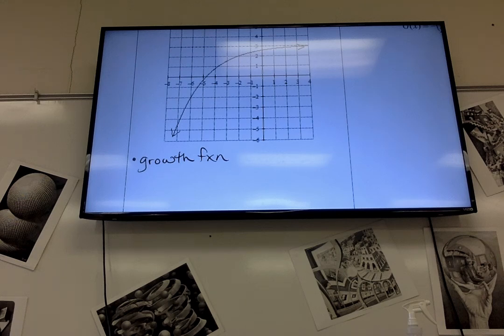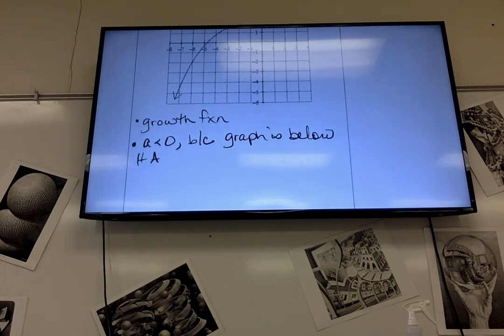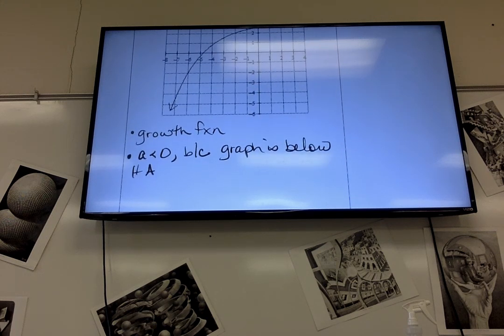A is less than 0. You're right. How do you know that? Because the graph is below the horizontal asymptote. That means it had to be flipped across the x-axis. That means it had to be negative.